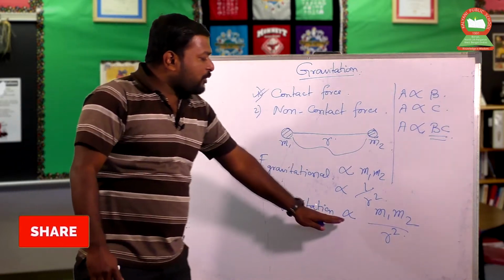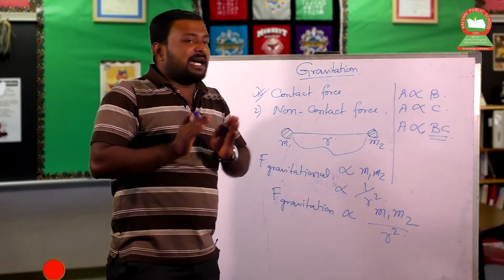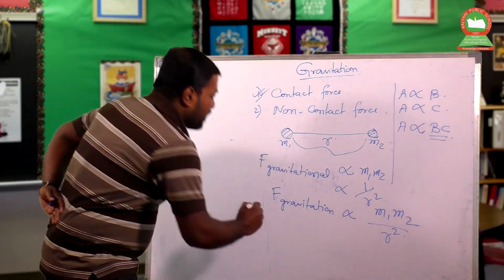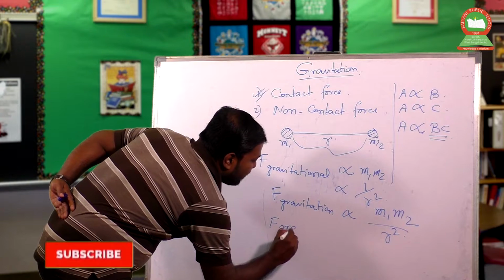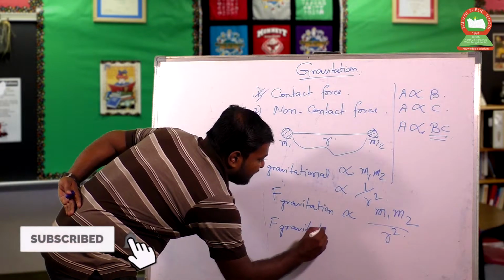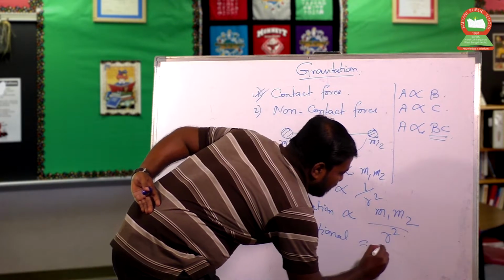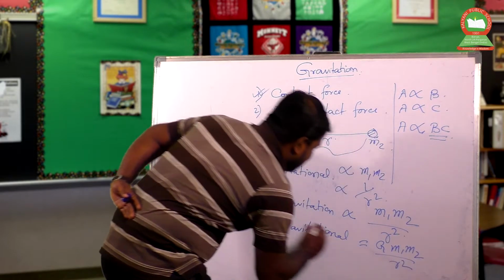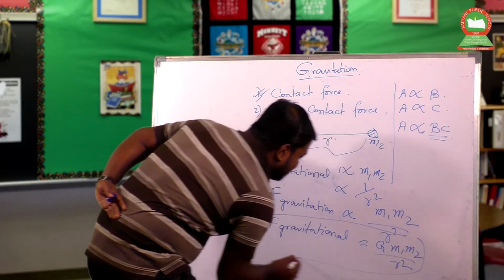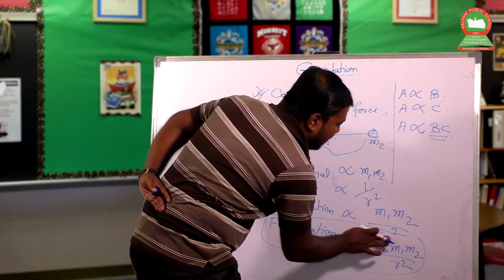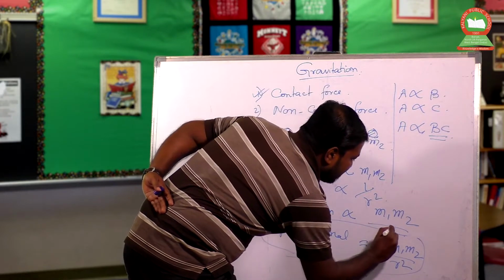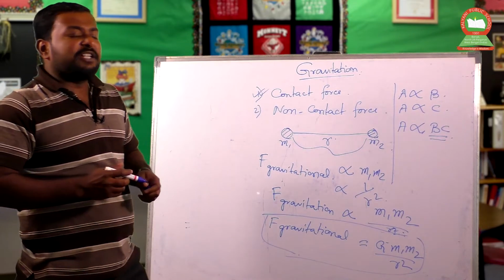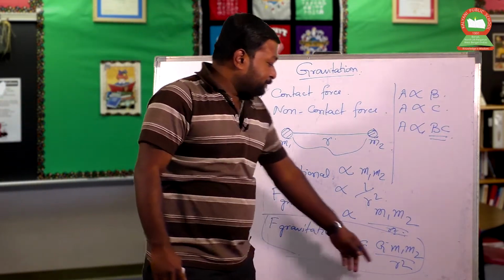Now from that proportionality relation we introduce a proportionality constant. So the gravitational force is derived as follows: F gravitational equals G m1 m2 by r square. What is G? G is called the universal gravitational constant. What is the universal gravitational constant? Let's define it.